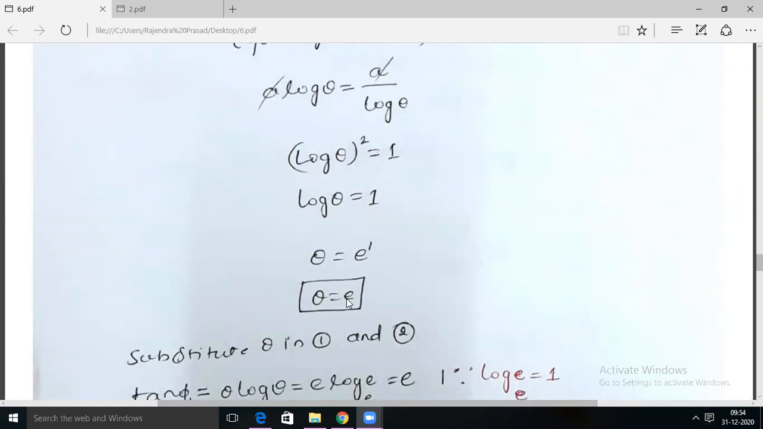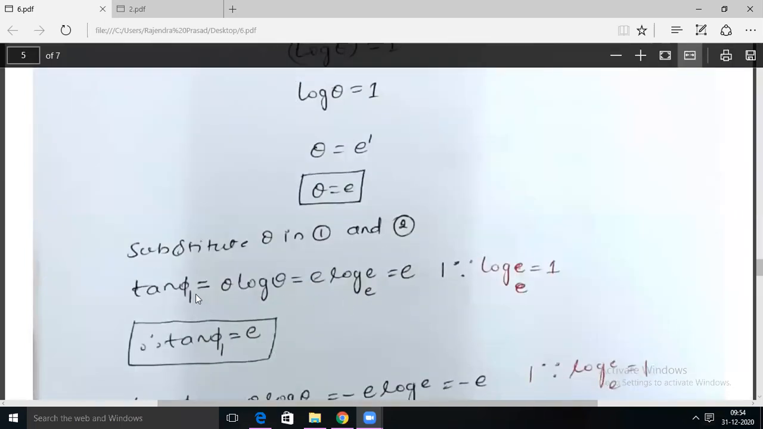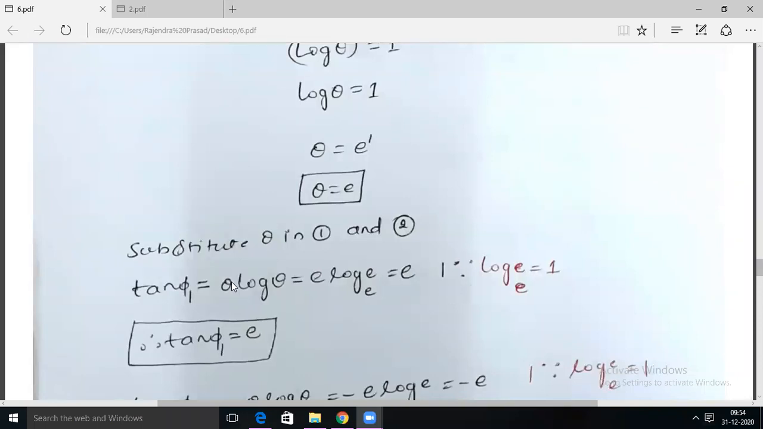We have to substitute the theta value in equation number 1 and 2. So equation number 1 we have here tan phi 1 is equal to theta log theta. In place of theta we have to substitute e.